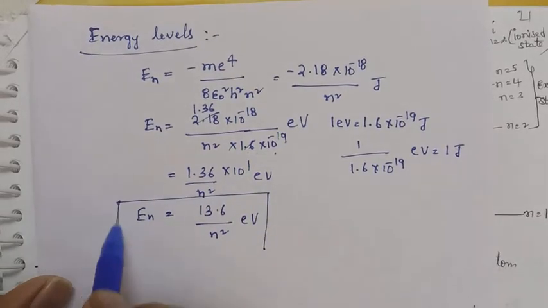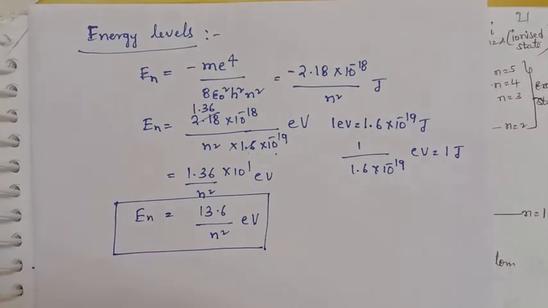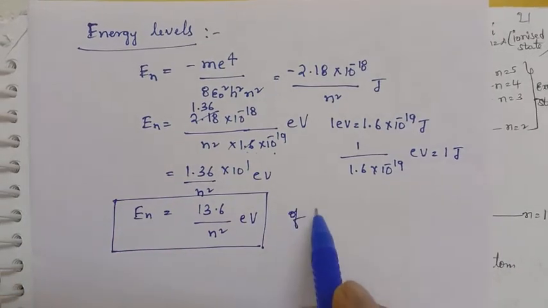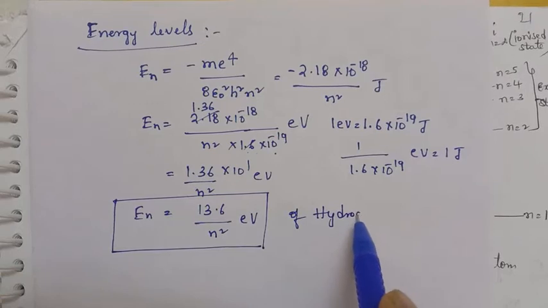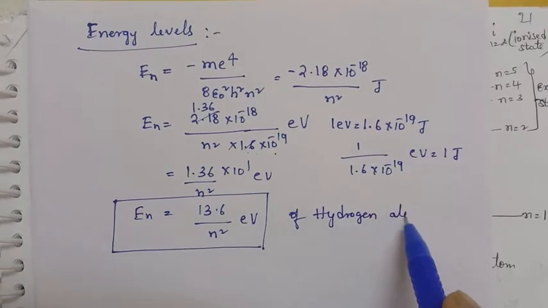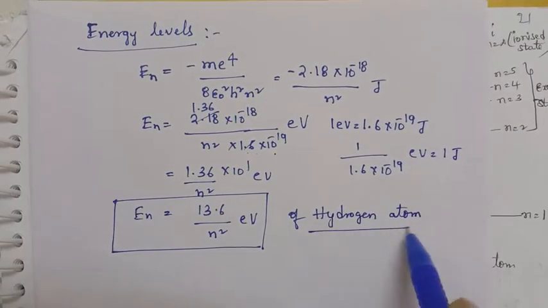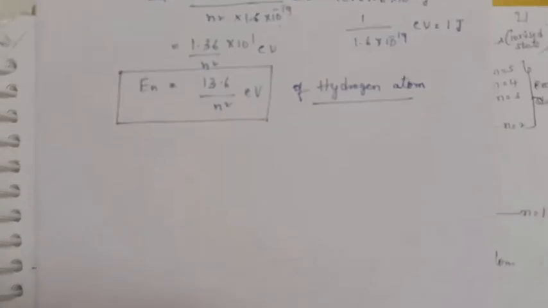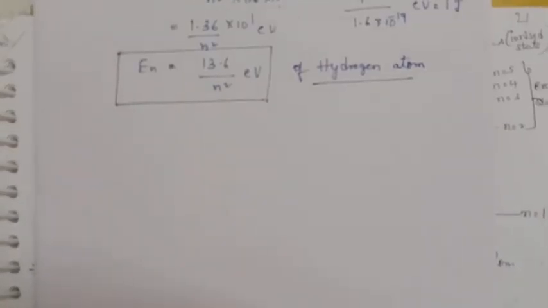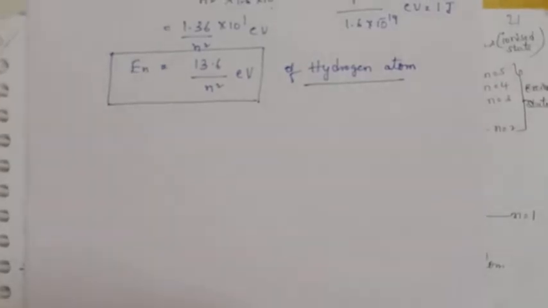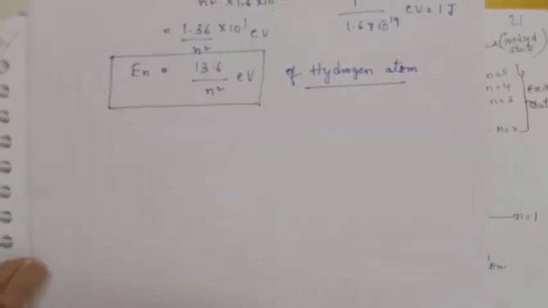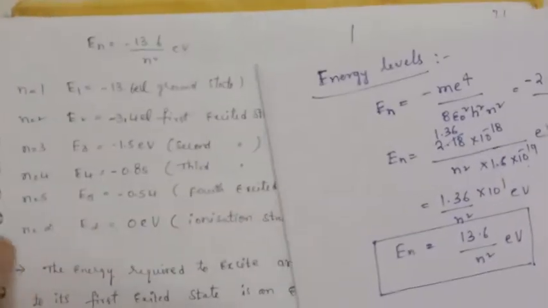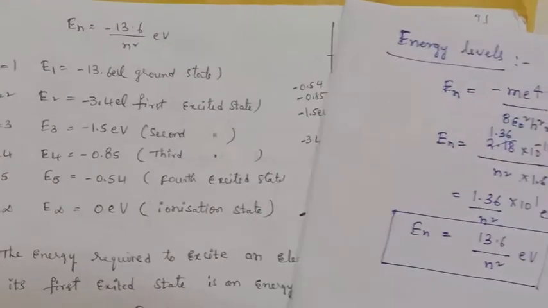It is the nth state energy value of a hydrogen atom. Bohr's theory only explained the hydrogen atom. So for this case, how the energy levels are distributed we will discuss now. The energy levels of the hydrogen atom, like this, how to get these values we will discuss now.